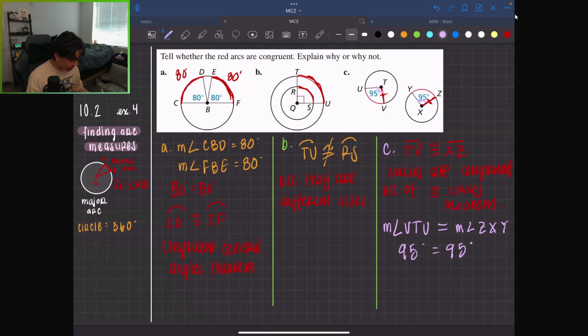Therefore, what can we say? Arc UV is going to be congruent to arc YZ, because they are both also 95 degrees. Same shape, same size.